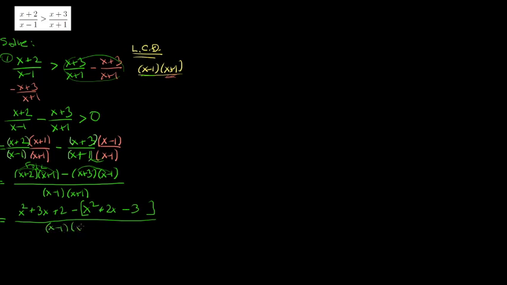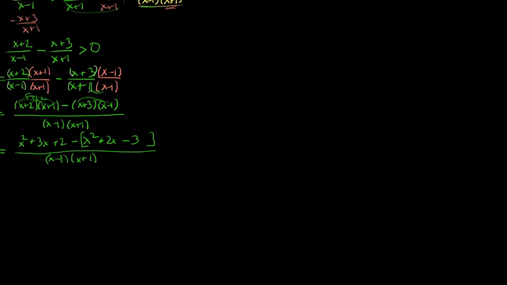This is just x minus 1 times x plus 1. You'll see later why there's no reason to multiply that out, right? Obviously, it's just x squared minus 1, but we don't need to write it that way. Okay, so let's keep going here. We can distribute this negative sign. And for the numerator now, let's keep the x squared plus 3x plus 2, and then subtract x squared, subtract the 2x, and then subtract negative 3. Well, that's just adding 3, right? And leave the denominator alone.